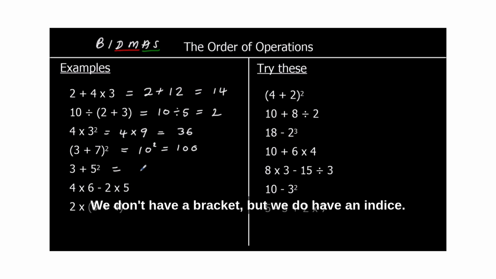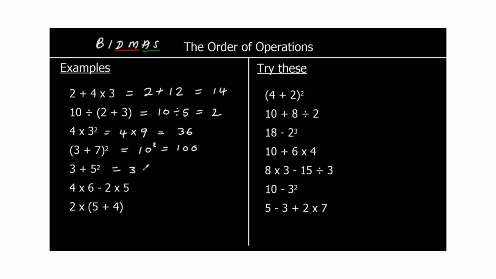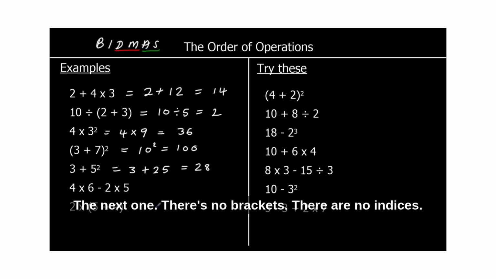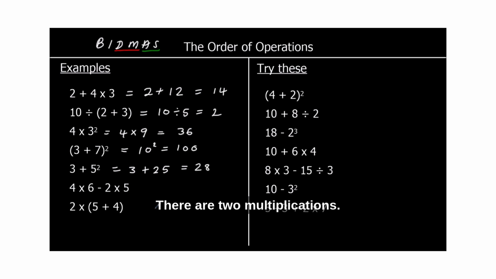On to the next one. We don't have a bracket, but we do have an indice. So we'll do that one. 5 squared is 25. So we have 3 plus 25, which will be 28. The next one, where there's no brackets, there are no indices. There are 2 multiplications. So we'll do them. We've got 4 times 6, and that is 24. And we've got 2 times 5, which is 10. So we've got 24 minus 10, which is 14.